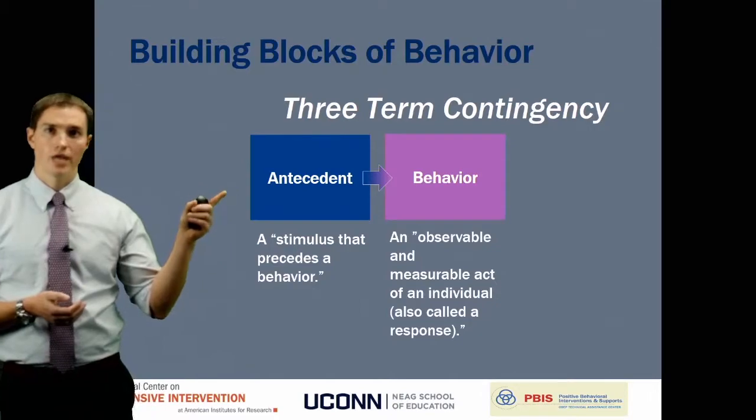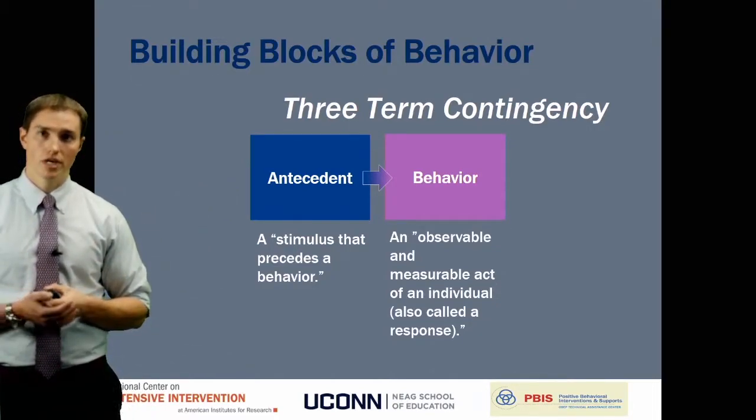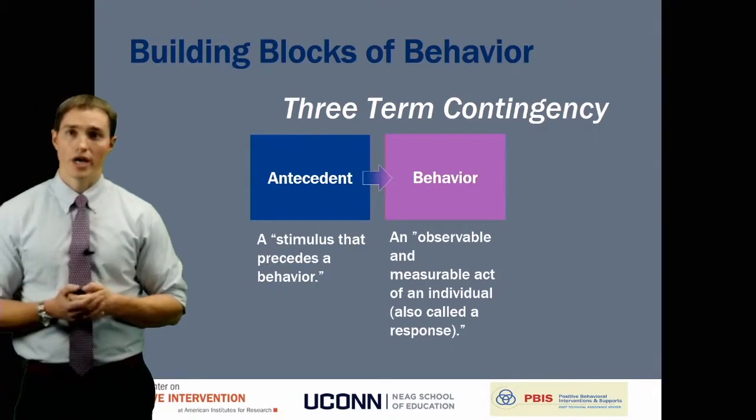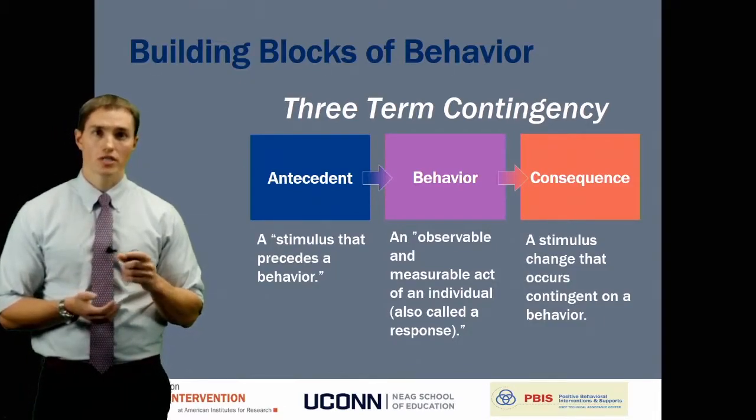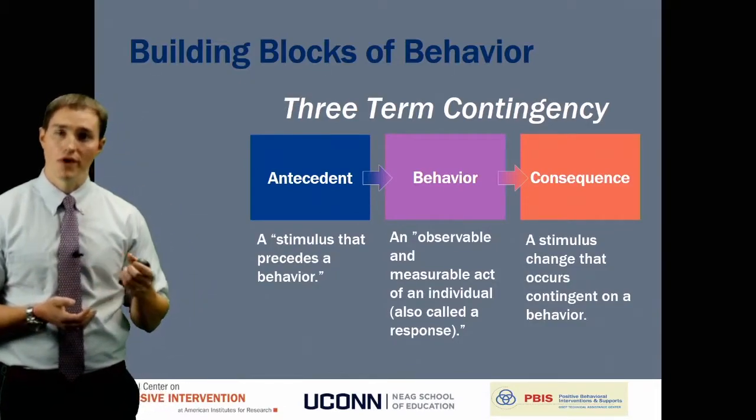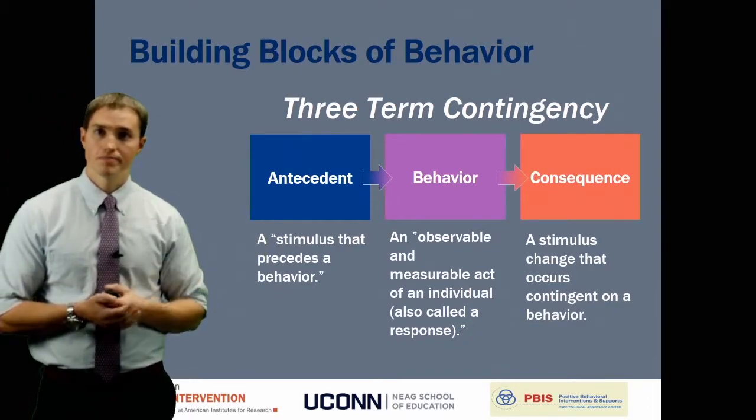The blue box, the antecedent, is the stimulus that immediately precedes the behavior that you're focusing upon. This is also known as the trigger. And finally, the red box, the consequence, is the stimulus change that occurs contingent on the behavior. Effectively, the consequence is what immediately follows the behavior that you're observing.